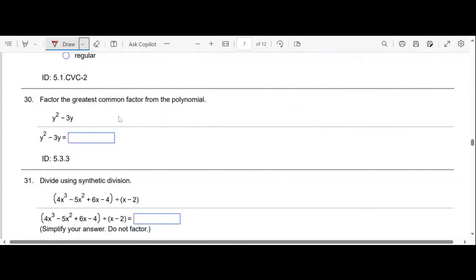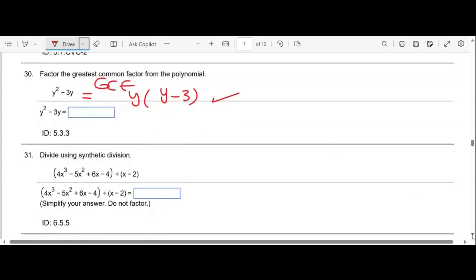Factor the greatest common factor from the polynomial y squared minus 3y. Who can tell me what the greatest common factor is? Y. What's left? Y minus 3. That's it. Easy. Yes. Yalla, next one.